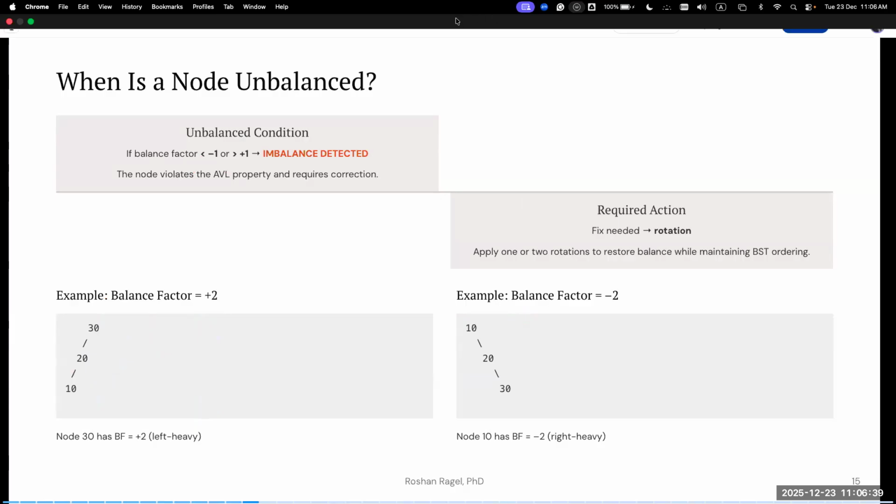Are there any questions? I keep going. In the example given there, it says that the left height of 25 is 1, shouldn't it be 2?